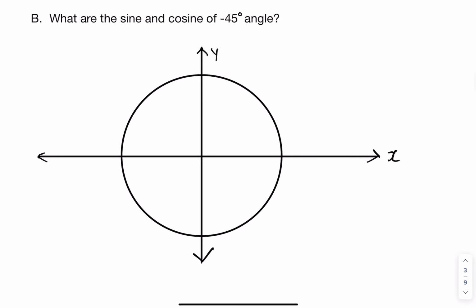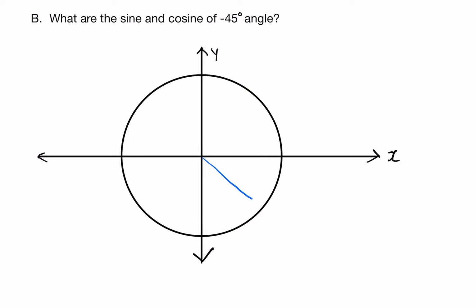So now we're given a particular degree, and the question here is, what are the sine and cosine of a -45-degree angle? Okay, so first we're going to need to identify where -45 is. And as we know, when we are talking about a negative angle, we're going to start at the initial position and we're going to go clockwise 45 degrees. So that takes us over here.